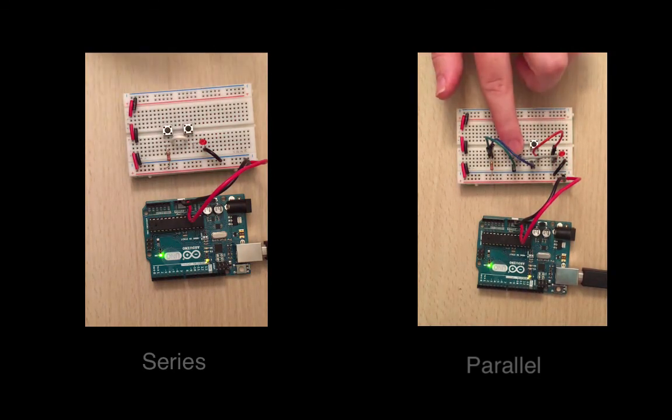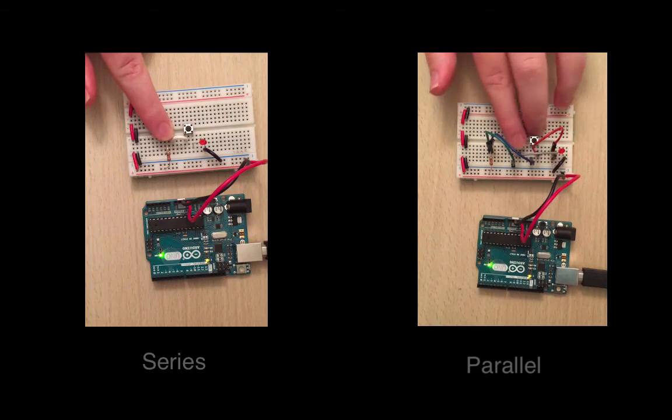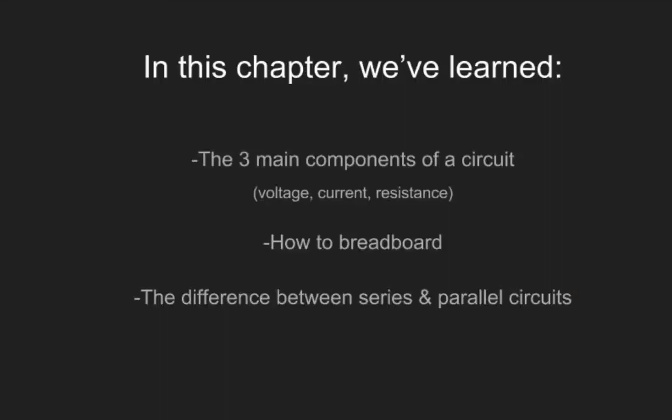So, to recap, in this chapter you have learned the three main components of a circuit: voltage, current, resistance, and how they work together in the circuit. What a breadboard is and how to connect different areas of the board to create a circuit using the breadboard, and the difference between series and parallel, the two main types of circuits.